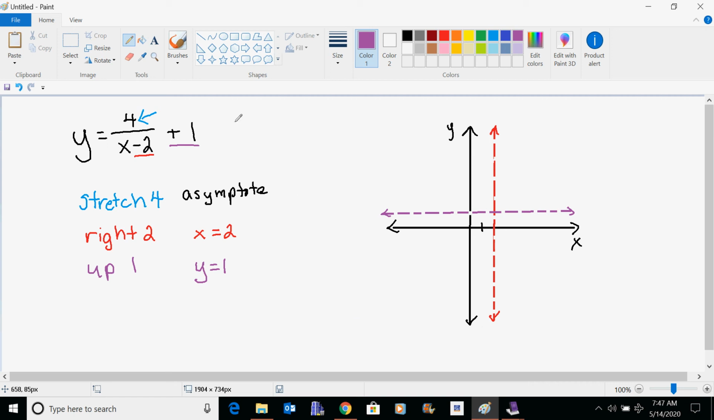Okay, so let's put our points in here. Let's at least get a y-intercept. Y-intercepts are very, very important. So let's think about what happens if x equals 0. If x equals 0, I have 4 over 0 minus 2, plus 1. That gives me 4 over negative 2, which is negative 2, plus 1, which gives us negative 1. So my ordered pair is (0, negative 1). And that's the only actual point that I'm going to graph here.